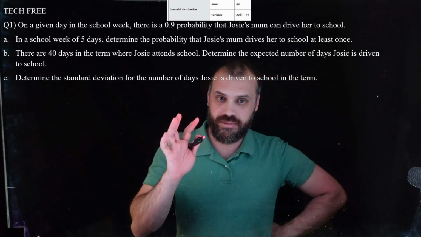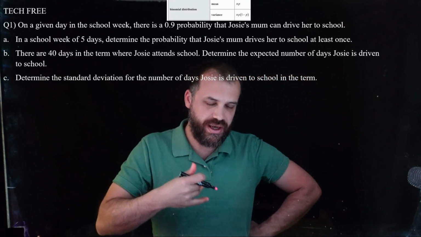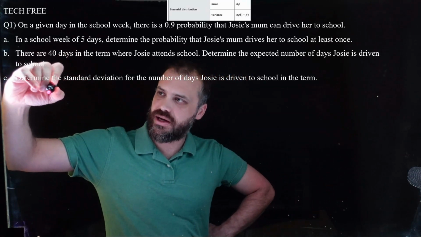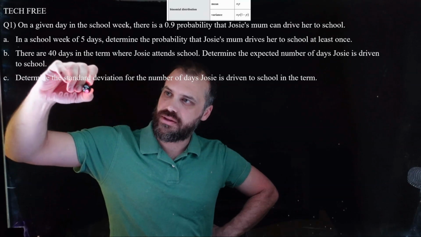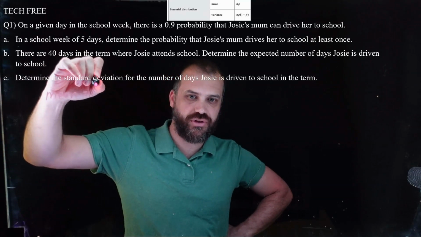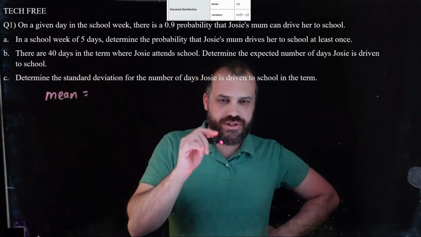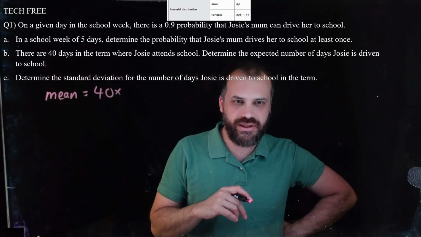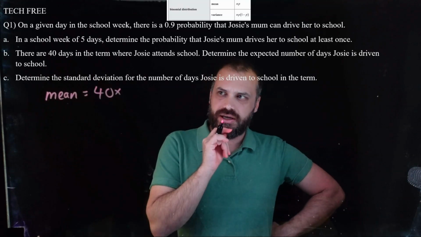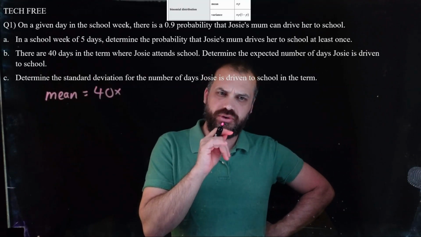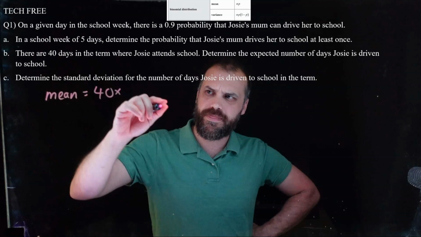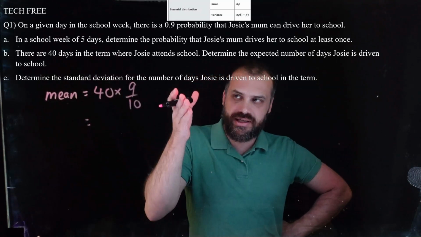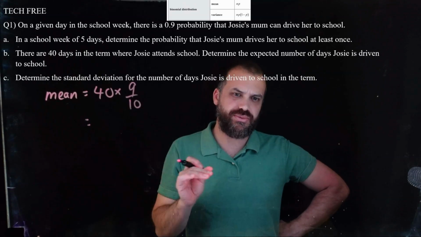So that's going to be super straightforward. The mean is our expected number from a number of trials. So the expected number, or the mean, is equal to the number of trials. So there are 40 days. So 40 times the probability of success. And now I'm not going to use that 0.9. I'm going to use 9 over 10, just because it's easier to do that multiplication than deal with decimals.